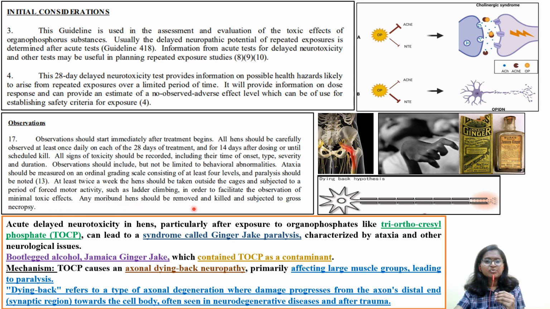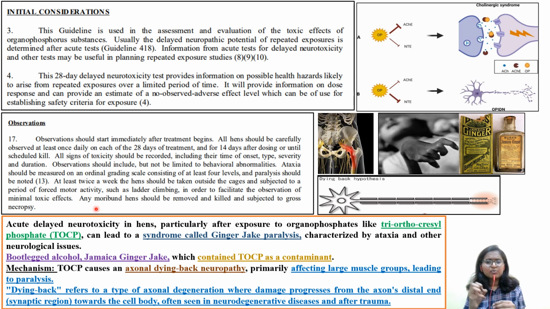Any moribund hen should be removed and killed and subjected to gross necropsy. So this is the thing. I will not discuss the 419 guideline in more detail. I would request you to go back and read it in detail yourself. It is only a 7-page guideline. There has been no update after 1995 either. So please go back and read.